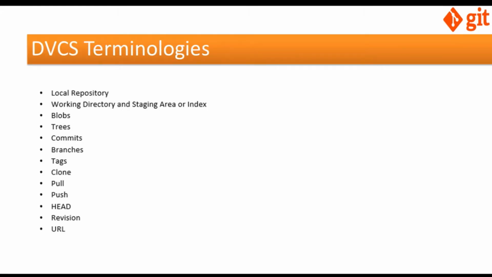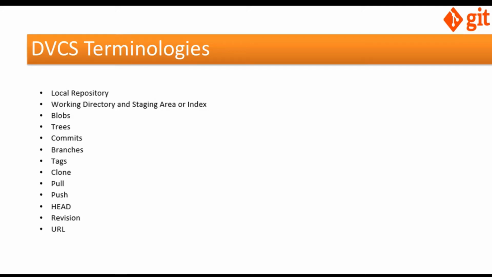DVCS terminology, we are going to use that. Local repository is nothing but whatever you have cloned into your local PC. Then working directory and a staging area or index. Working directory is nothing but where we are working at the moment, like let's say the cloned working directory.